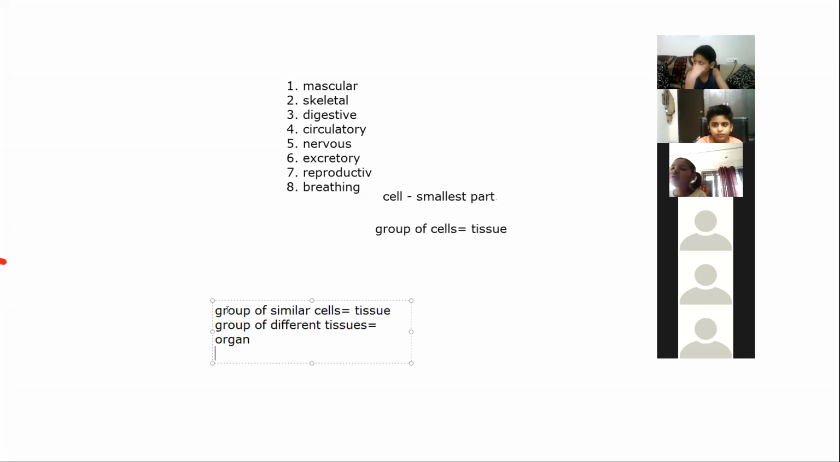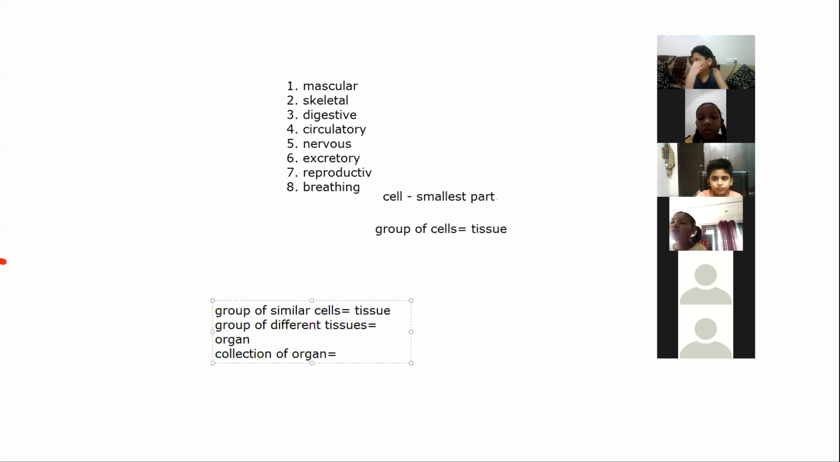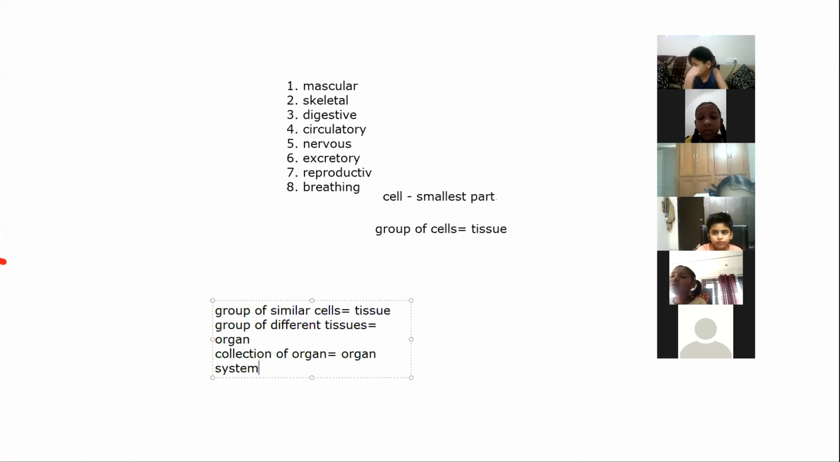And you tell me, what is the collection of organs called? Organ system. Very good. Organ system. Repeat with me. Cells, tissues, organ system. So a group of organs form an organ system.